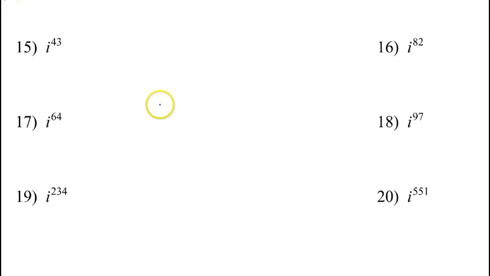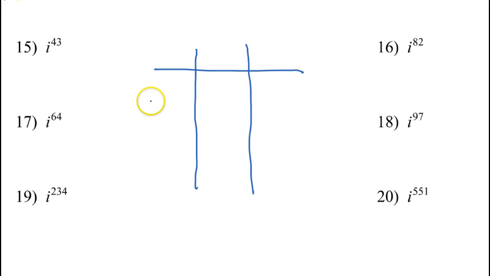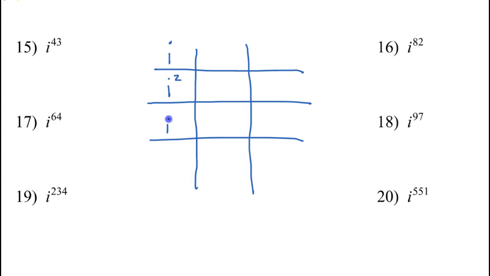Now, in a previous video, we learned a shortcut for simplifying i to any power. And it relied on a chart, and the chart went like this. Alright, my chart has 3 columns and 4 rows. So let's reproduce. Okay, so in the first column I have i, i squared, i to the 3rd power, and i to the 4th power.